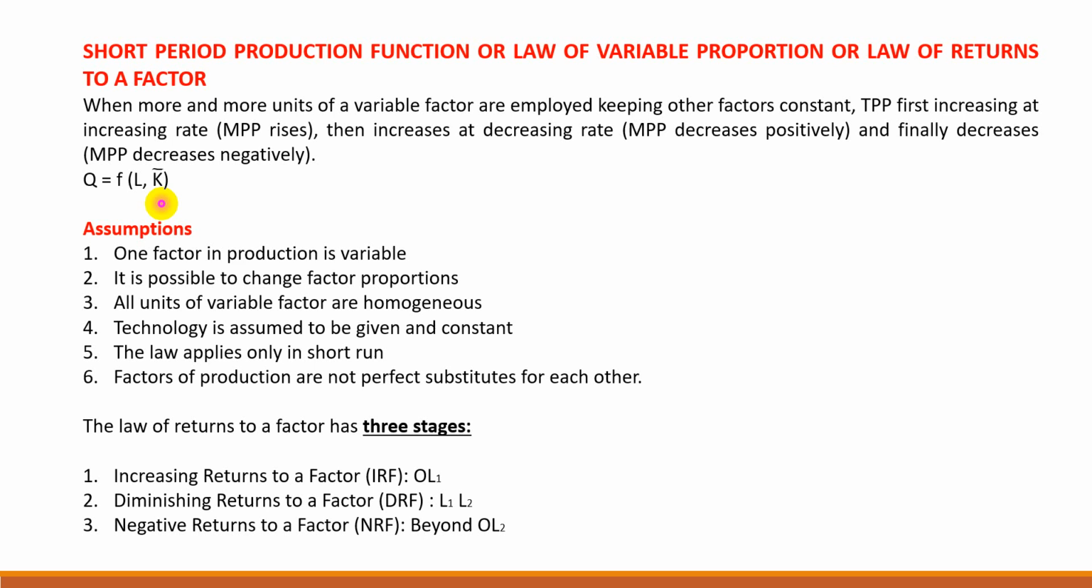Short-run production function is defined as follows: when more and more units of a variable factor are employed, keeping other factors constant, total physical product, that is output, first increases at an increasing rate, and at that time MPP rises. Then it increases at a diminishing rate, and at that time MPP decreases but remains positive. Finally, total product TPP decreases, and at that time MPP decreases negatively.